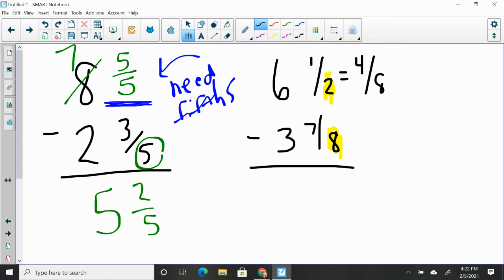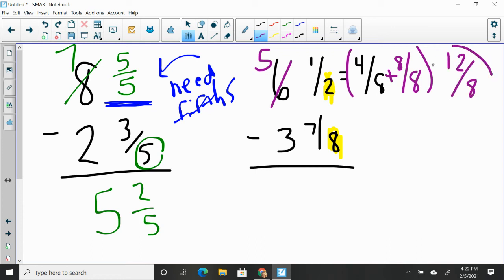So where can I get more 8s? Well, I can borrow them. I'm not really borrowing, I'm trading. I'm taking one whole and trading it in for 8/8, which I need to add to the 4/8 that I already had to begin with. So 4/8 plus 8/8 is 12/8, and that's what I am now going to be working with. So 12/8 minus 7/8 is 5/8, and 5 minus 3 is 2.